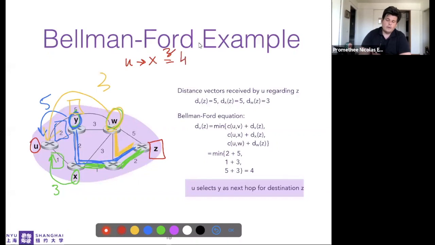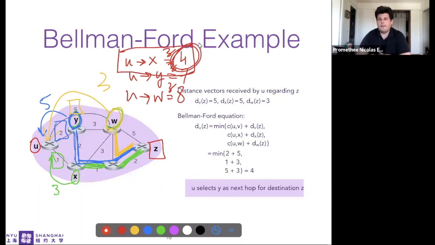3 plus 1, 4. For U to go through Y to Z, what is the final cost? 5 plus 2, 7. And for U to go through W to Z, what is the cost? We said that is 5, so it's 8. So what is the shortest path that we can use? X, because this is the best path. Is that okay? So the shortest path should be this one.